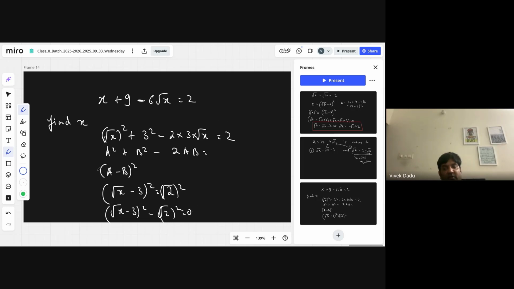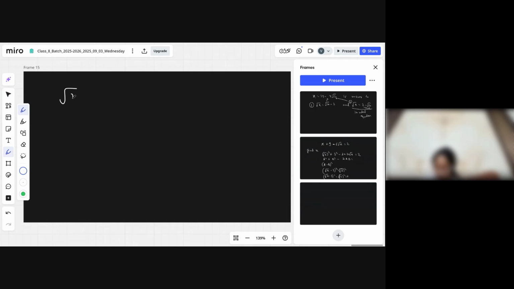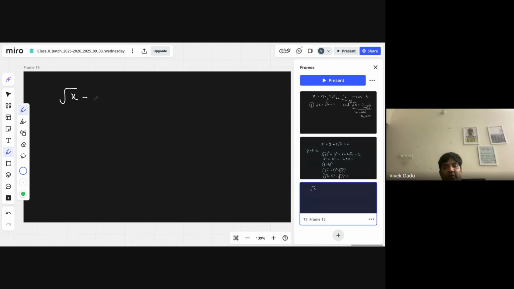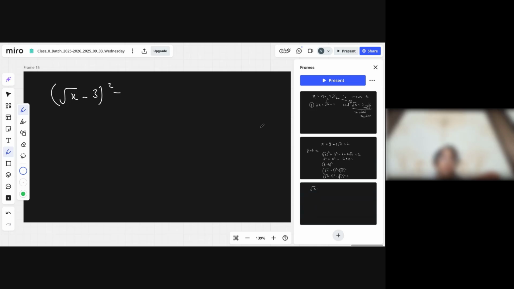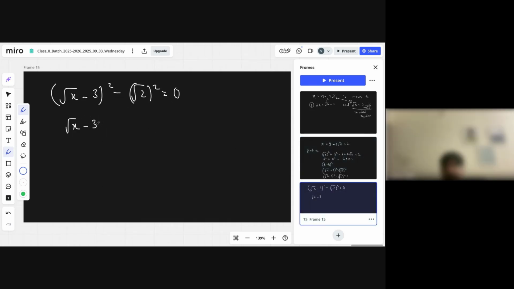Ashrita, I want participation from you. Yes, sir. Ashrita, do you understand that identity bit or are you confused? Sir, I understand. Okay. Now what will it become? Isn't it plus 9? Where is 9? There is no 9. Okay, root x minus 3. Root x minus what? What will this factorize to now?